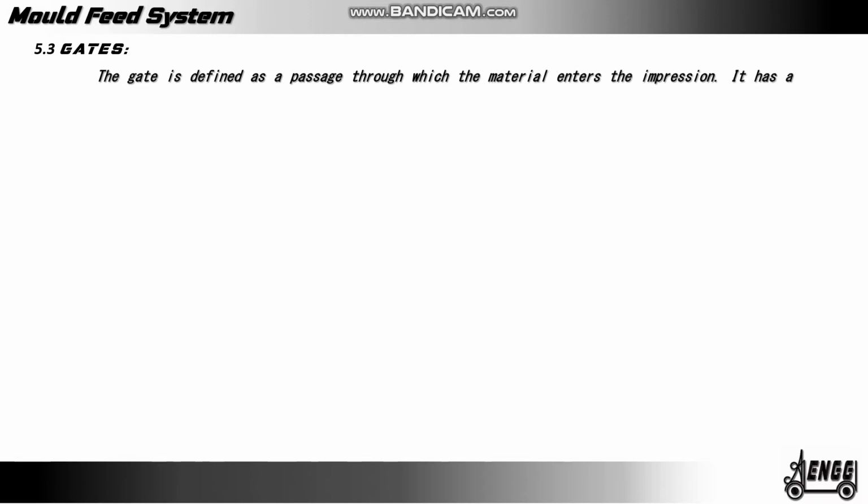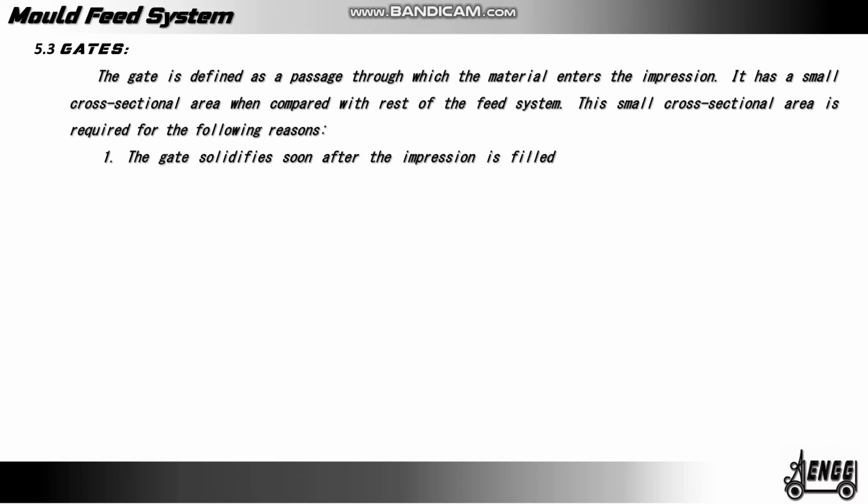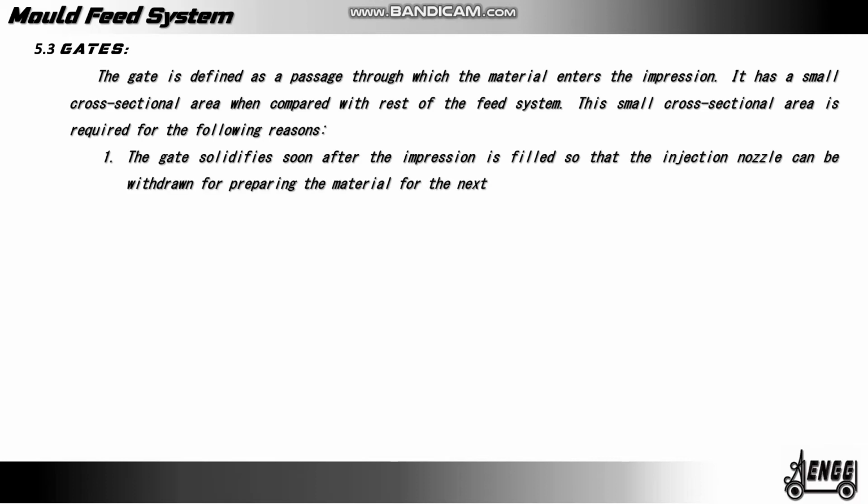Gate. The gate is defined as a passage through which the material enters the impression. It has a small cross-sectional area when compared with the rest of the feed system. This small cross-sectional area is required for the following reasons. 1. The gate solidifies soon after the impression is filled so that the injection nozzle can be withdrawn for preparing the material for the next shot.